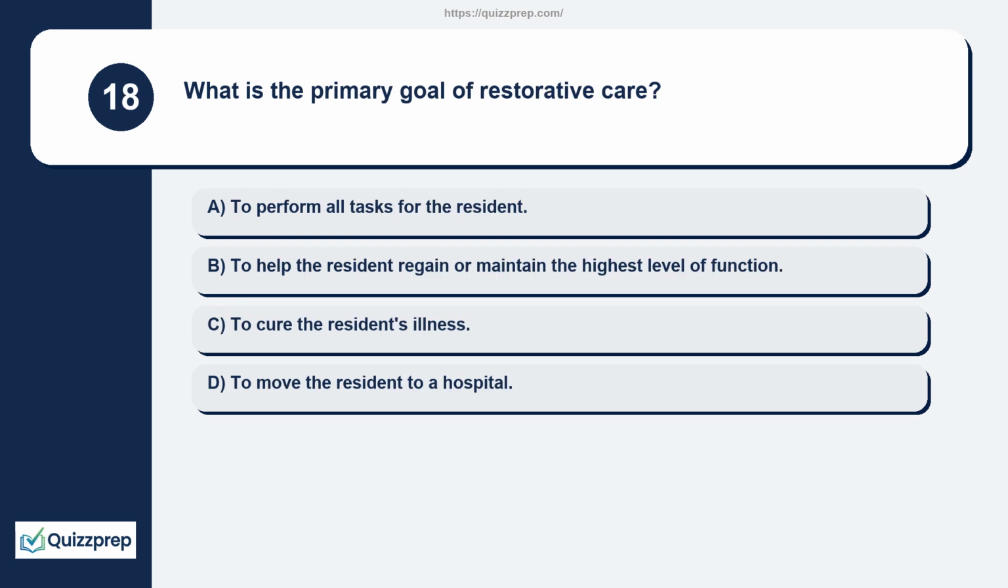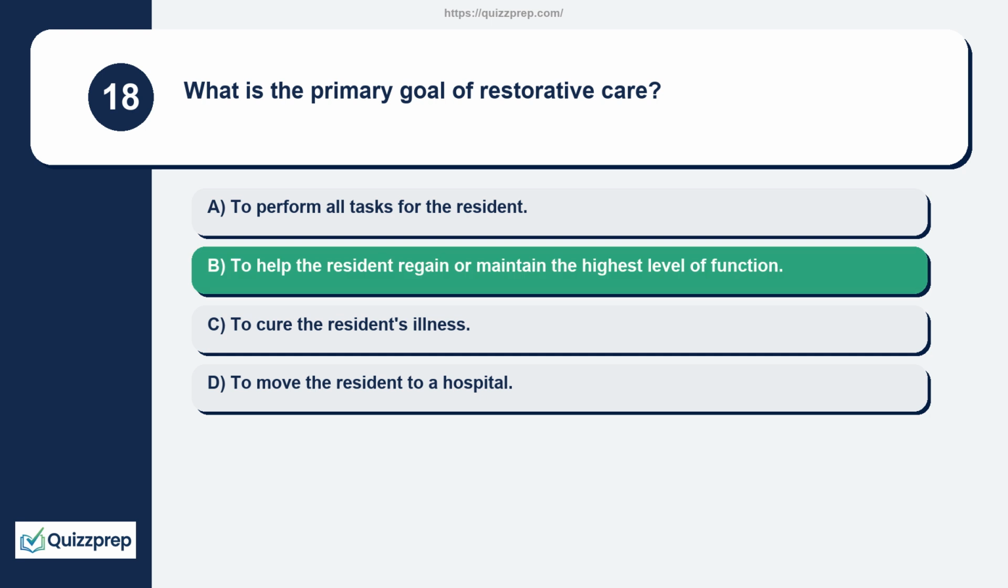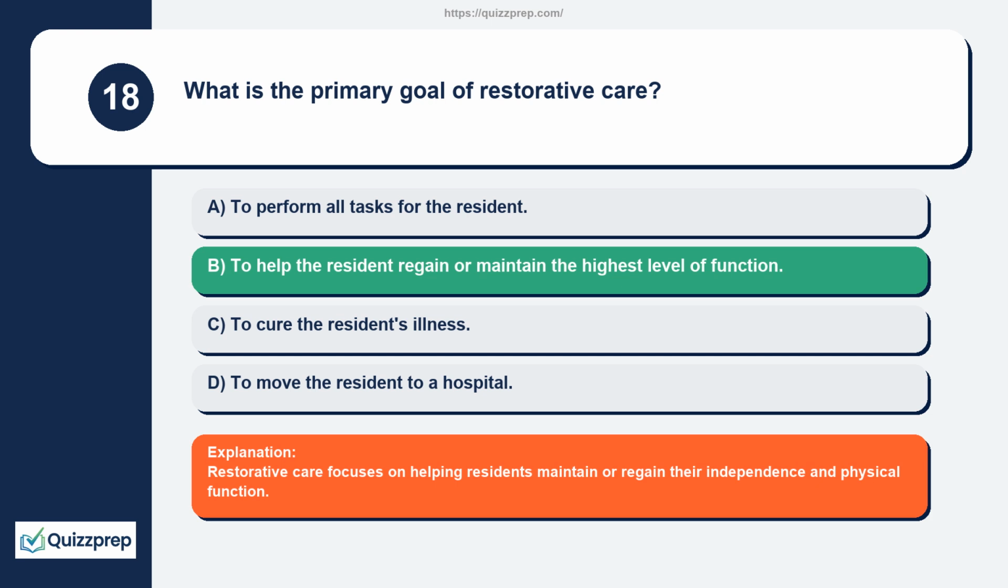Question 18. What is the primary goal of restorative care? To perform all tasks for the resident, to help the resident regain or maintain the highest level of function, to cure the resident's illness, to move the resident to a hospital. Restorative care focuses on helping residents maintain or regain their independence and physical function.